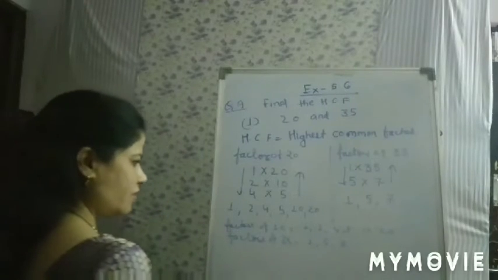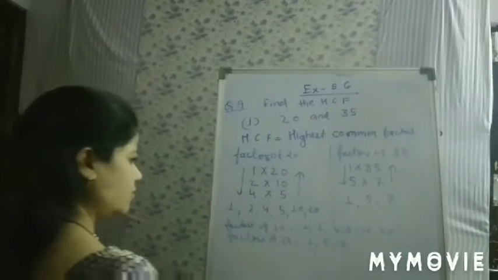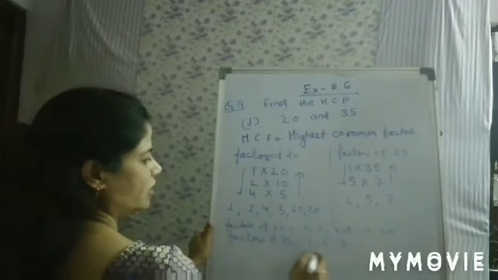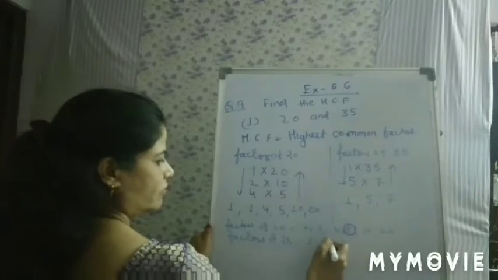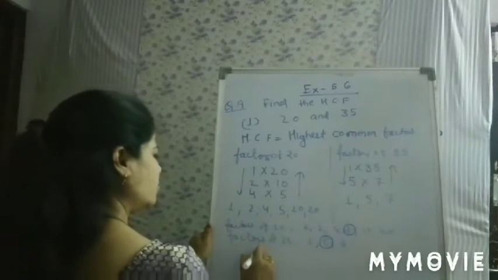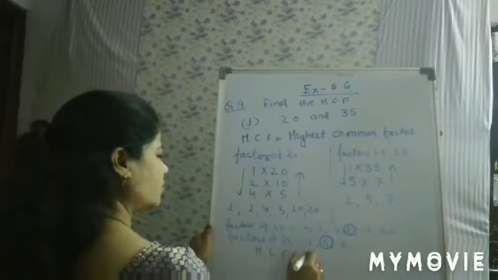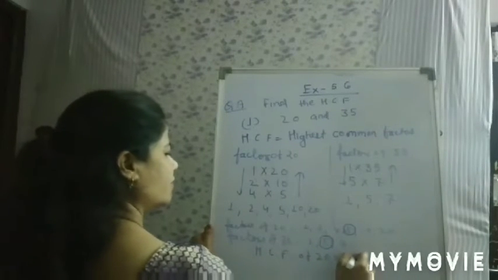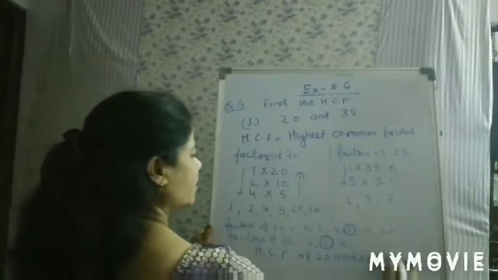So which number is the highest common in both numbers? 5. 5 is the highest common. So the highest common factor of 20 and 35 is 5.